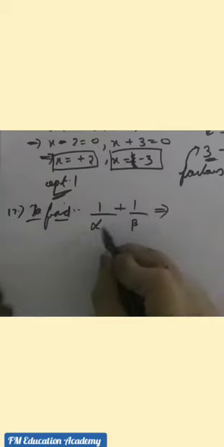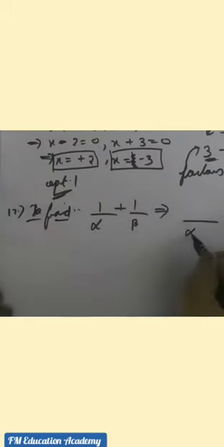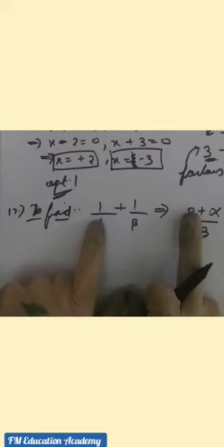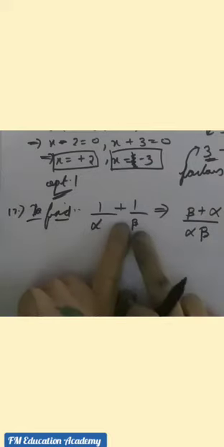So what we can do? We can take out the LCM of alpha and beta. LCM of alpha and beta is alpha into beta. Alpha into beta divided by alpha is beta, plus alpha into beta divided by beta is alpha. How? Because if we divide alpha into beta by alpha, alpha will get cancelled and beta will be left. That is why I wrote beta here. If we divide alpha beta by beta, beta will get cancelled and alpha will be left.